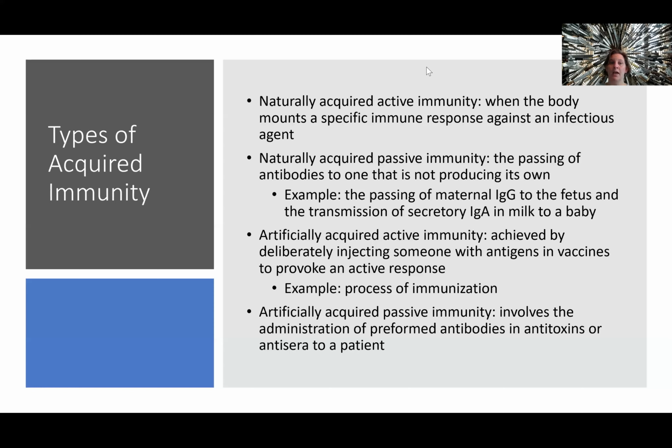Now, that is naturally acquired because they were eating it. However, it's passive because you're being given antibodies that your body did not make. So that's a naturally acquired passive immunity. Now, because of the great strides we made in medicine, we now have the ability to have artificially acquired immunities. So when you go get shots or vaccines, that is an artificially acquired immunity. And in most cases, that is an active immunity.